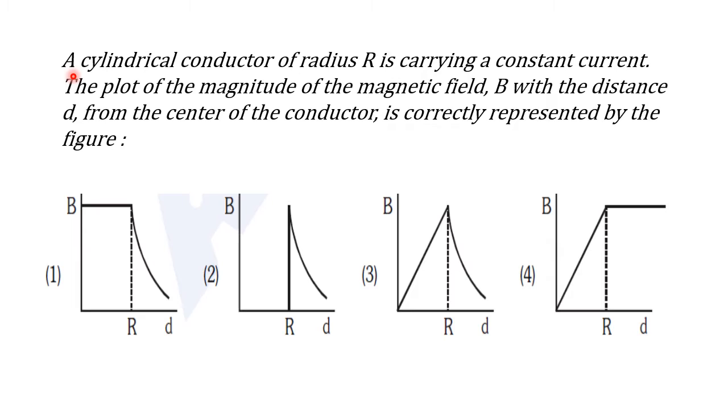So here the given question is: a cylindrical conductor of radius r is carrying a constant current. The plot of the magnitude of the magnetic field B with a distance d from the center of the conductor is correctly represented by the given figure. There are four figures given. Which one of the following is the right figure? We are going to analyze in detail.